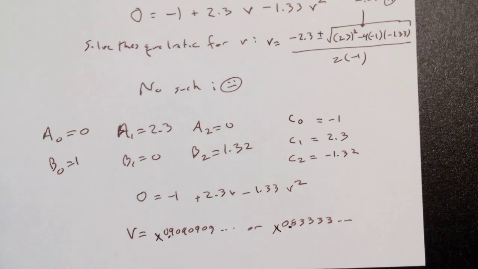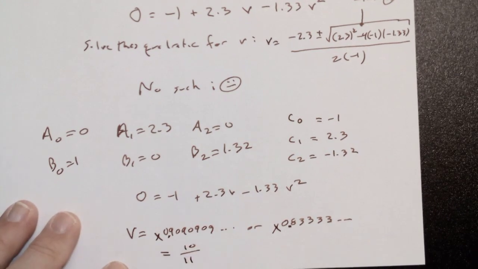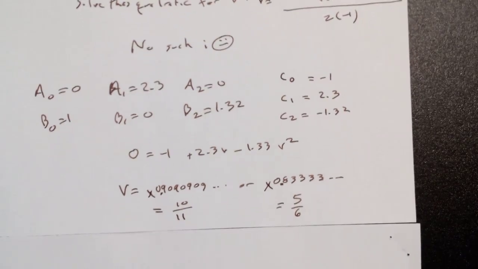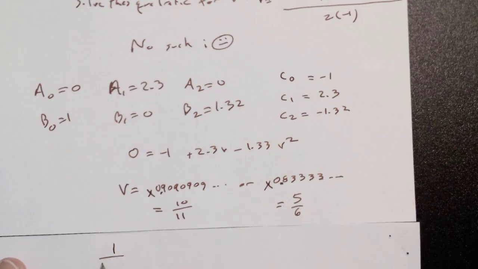But that's even more appropriate because then this is actually the fraction 10 over 11, and this is actually the fraction 5 over 6. What's the interest rate that goes with those? Because those are V, and V is 1 over 1 plus I. So 1 over 1 plus I is 10 over 11, means 1 plus I is 11 over 10, and I is 1/10, or 0.10.